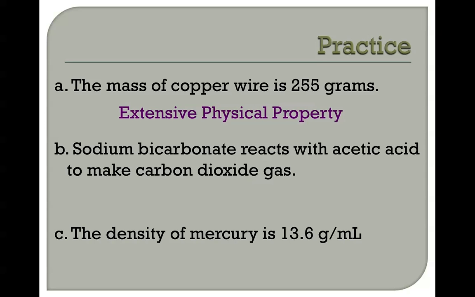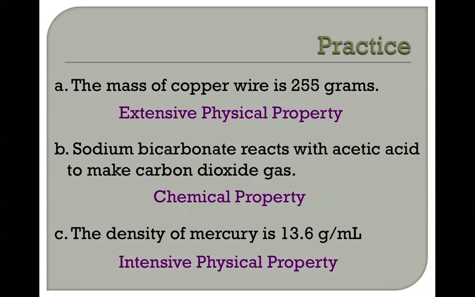Sodium bicarbonate reacting with acetic acid to make carbon dioxide gas. We're producing something new. We're changing the chemical composition, so this is a chemical property. And then the density of mercury is 13.6 grams per milliliters. This is something that's going to hold true no matter how much of my sample of mercury there is. So this is an intensive physical property.